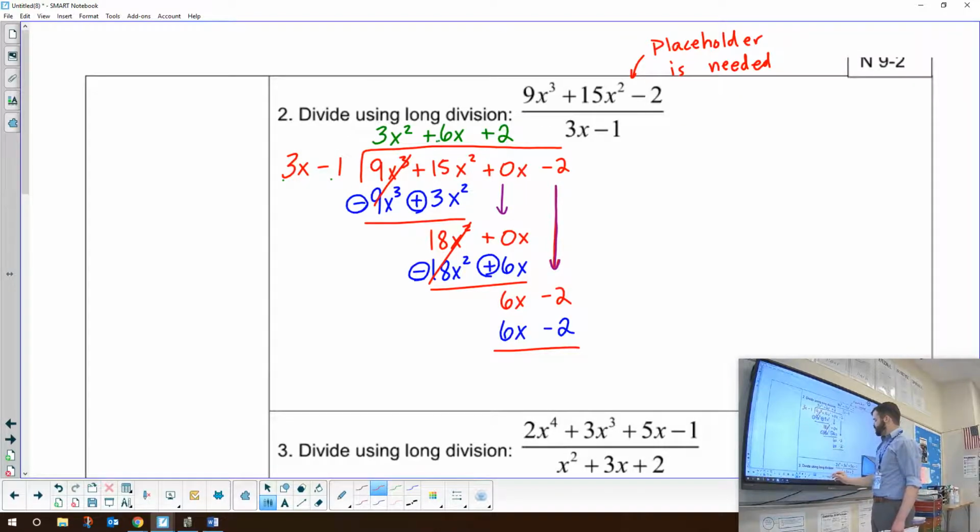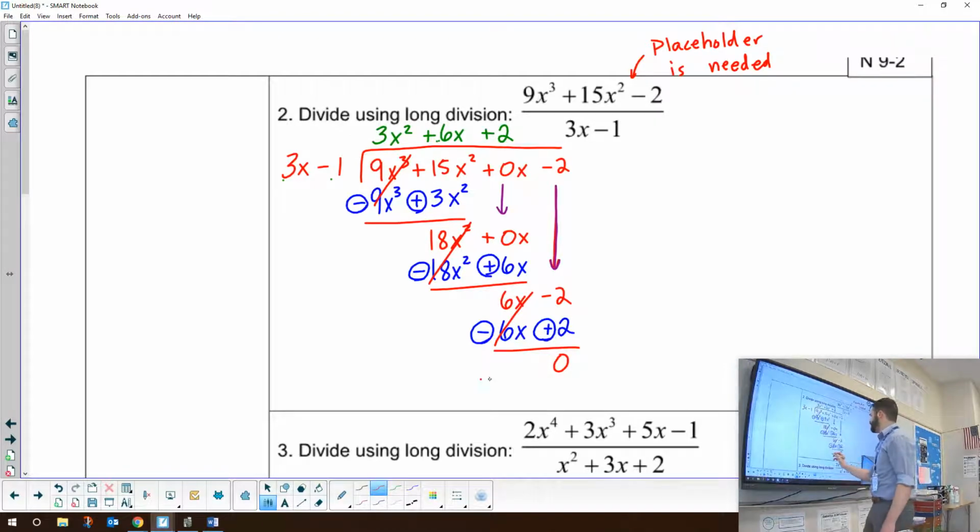So we're going to then minus. We're going to minus here, add here. Circle them to show that we changed them. 6x minus 6x is 0. It cancels. Negative 2 plus 2. Hey, that is 0 too.